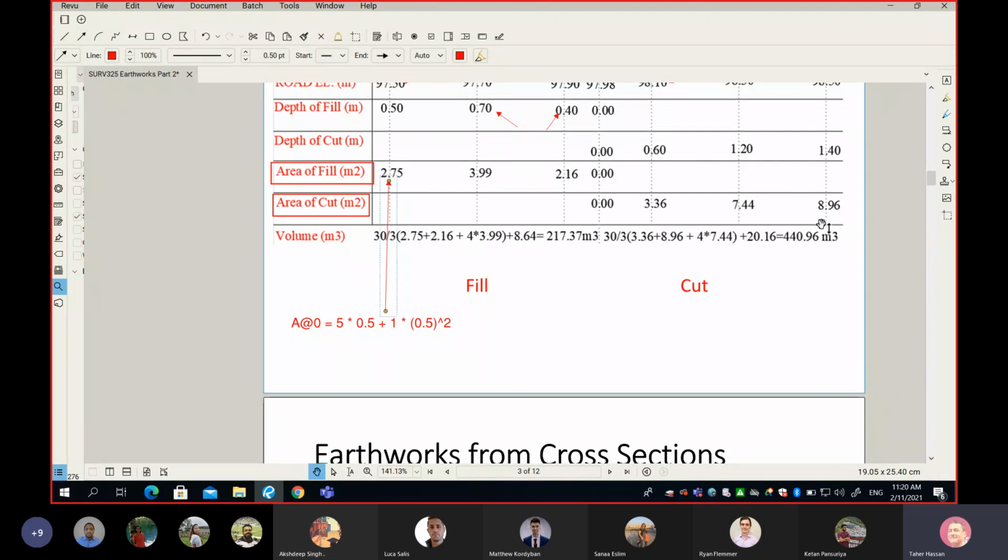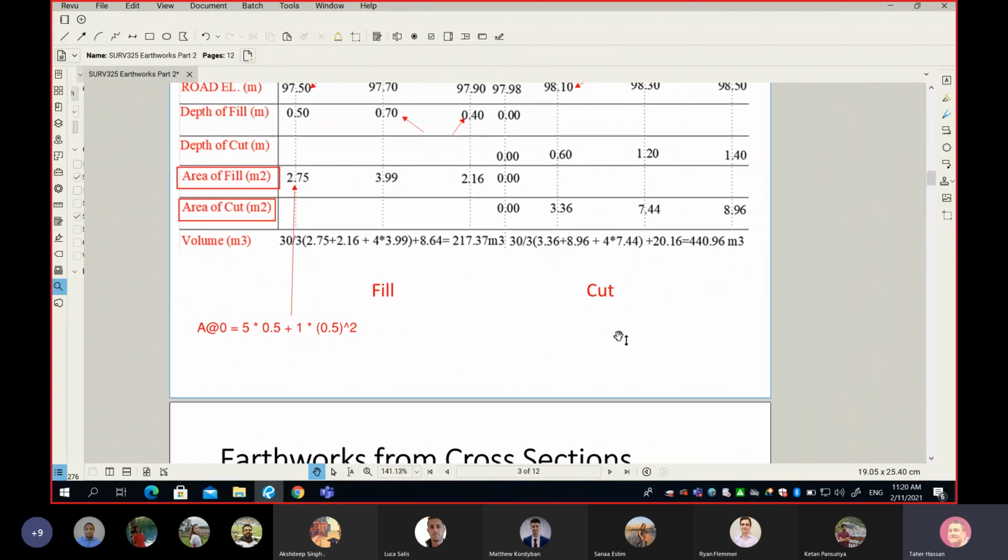Let me give you another example over there at the end. So I'm going to do here area at 150, I guess. 150, that's correct.